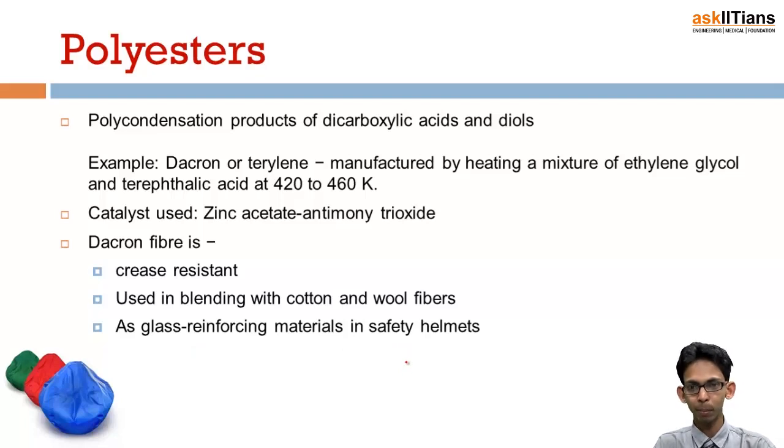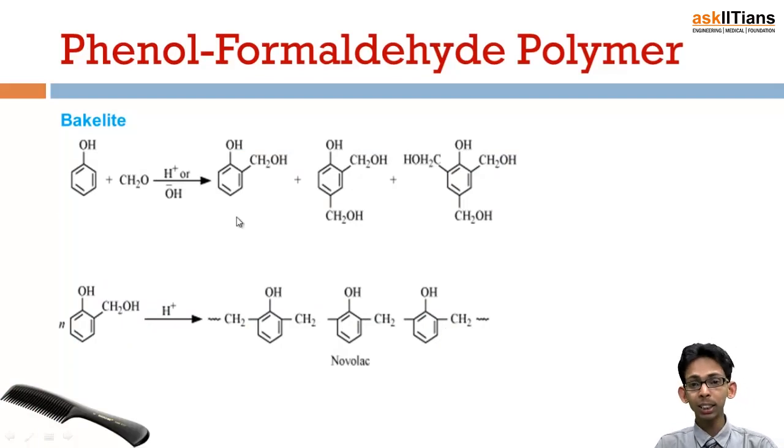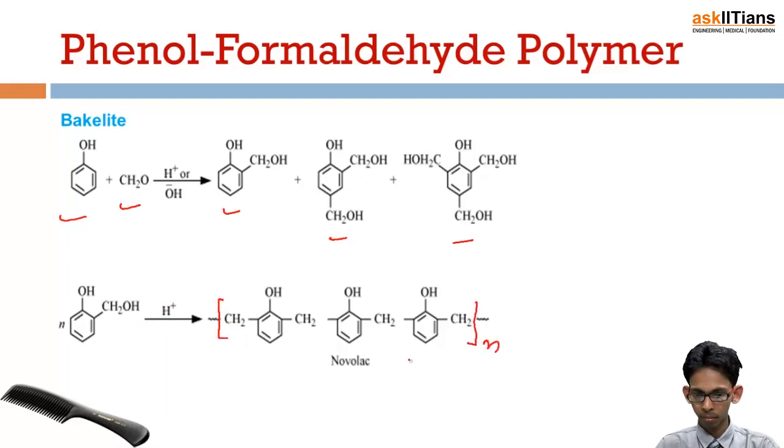So polyester is a very famous polymer which is used mainly in textiles, with wool and fibers. Next is bakelite, which is actually phenol formaldehyde resin or phenol formaldehyde polymer. Why so? Because in this, phenol reacts with formaldehyde to form this compound, or this mono, di or tri-substituted compound, and when this is further reacted in the presence of acid, or in acidic medium, it combines to give a polymer chain, which is known as Novolac.